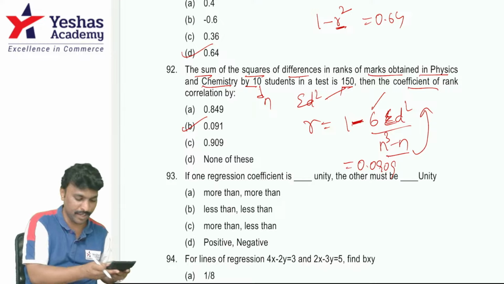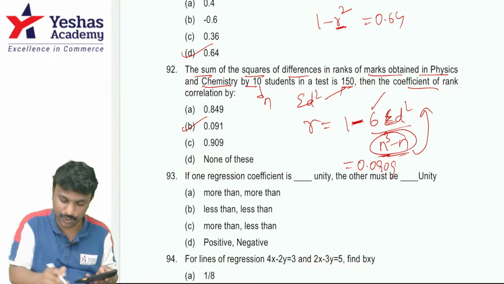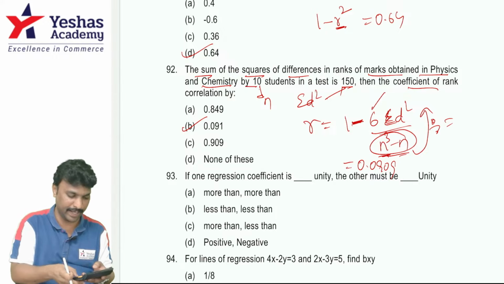So once again the calculation. First of all, n cube minus n you solve. N is 10, press into equal to twice, minus 10, take it up by pressing divide equal, then into 6 into 150, make it negative by pressing plus or minus, then add 1 plus 1. So you get 0.091.